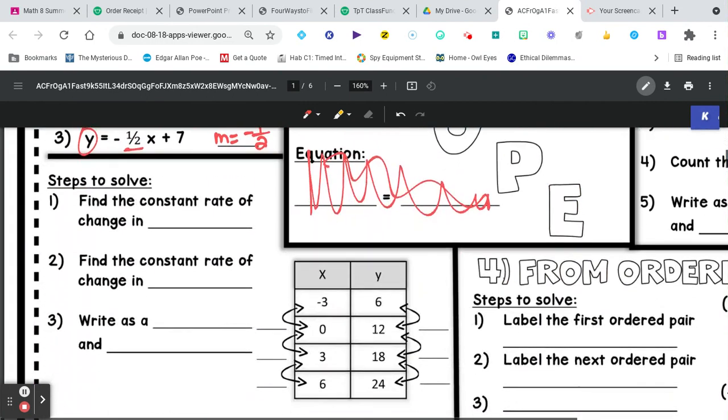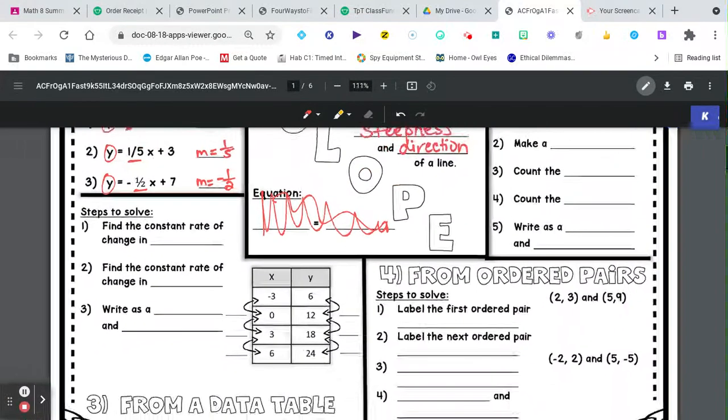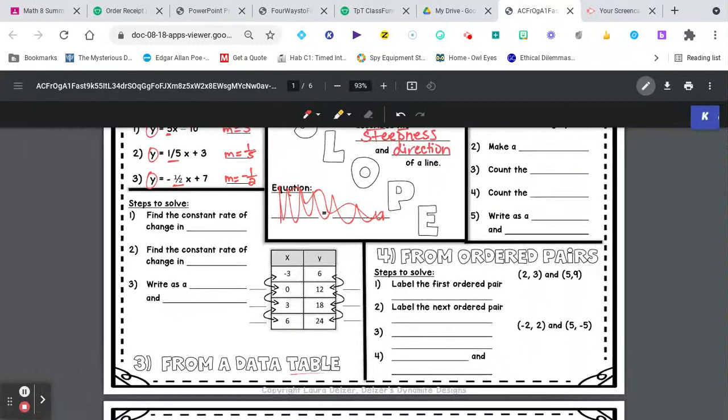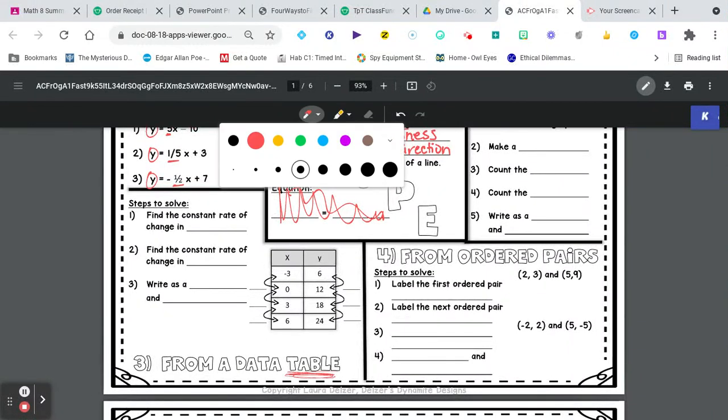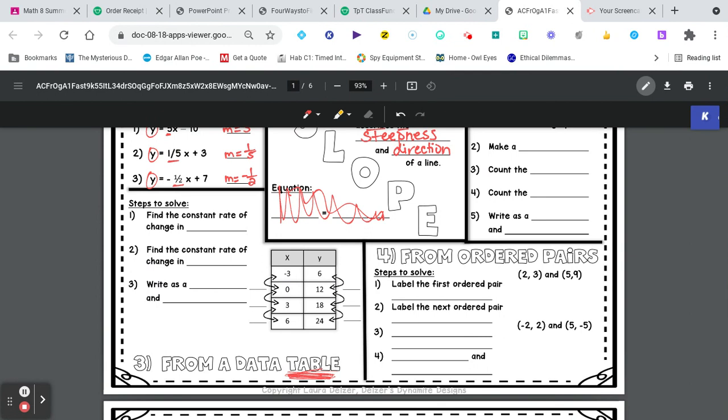Okay, let's take a look at this one. To find the slope from a table, this is what you're going to use. And some of you may remember this already. You're going to use this symbol, which means the change in y over the change in x. Change in y over the change in x.